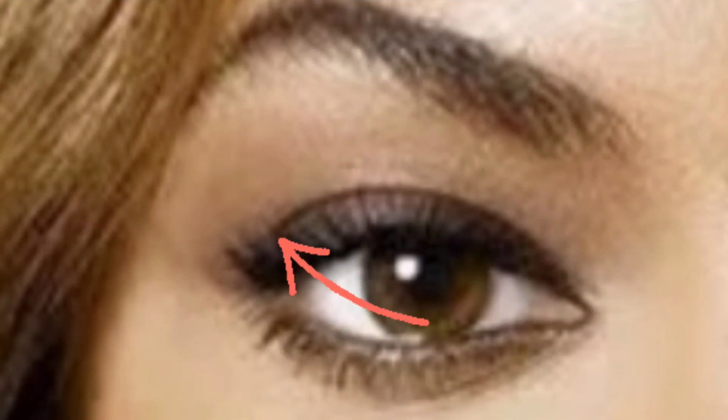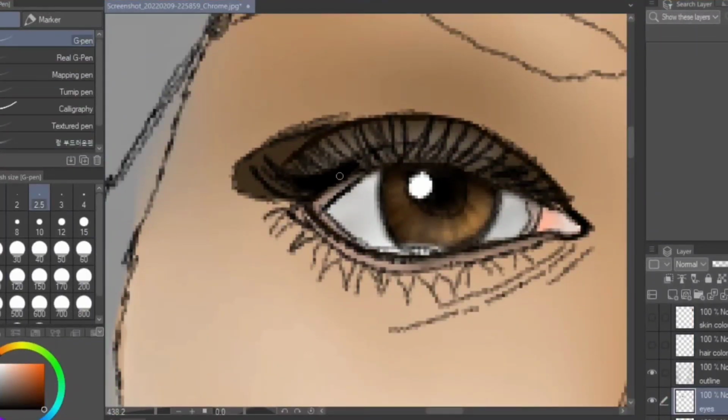Eyelashes in the outer corner will always be longer than eyelashes in the inner corner. The same rules do apply for the bottom lashes except, in general, the bottom lashes are shorter and thinner than the top lashes.